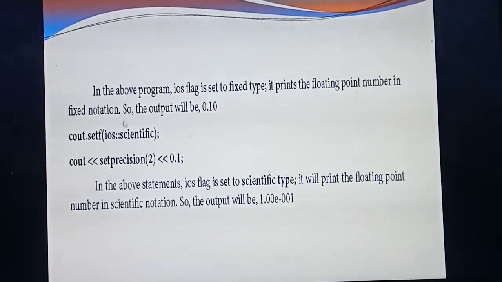Okay. So if you are giving cout.setf(ios::fixed), it will display, after the decimal point, with setprecision of 2, how many numbers after the decimal point? 2. Scientific means it will display in the scientific notation. Understood about the setprecision manipulator? Okay.